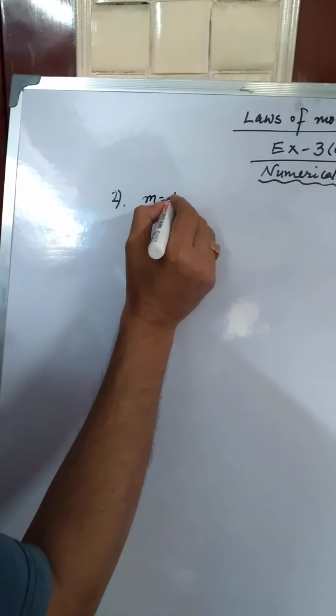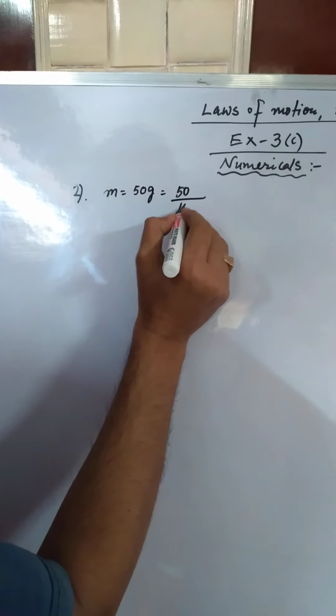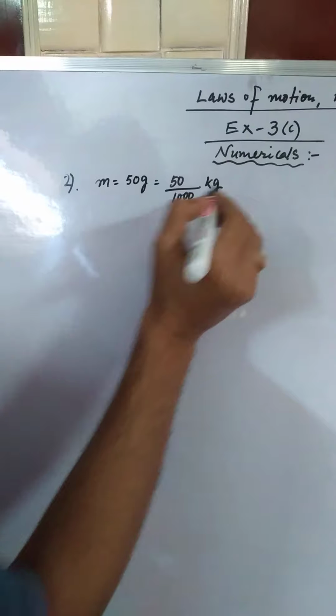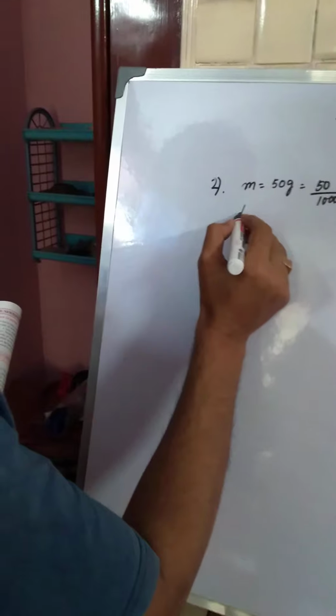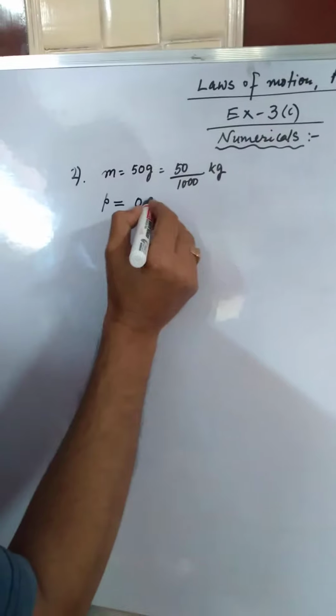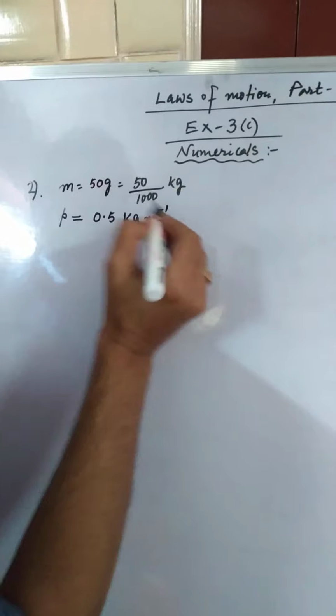Here the question is the linear momentum of a ball of mass 50 gram. So what is the mass of the ball? M, it is given 50 gram. So convert it to kilogram. So 50 by 1000 kilogram. And the linear momentum of the ball is 0.5 kilogram meter per second. So linear momentum is represented by the letter small p, which is given as 0.5 kilogram meter per second.